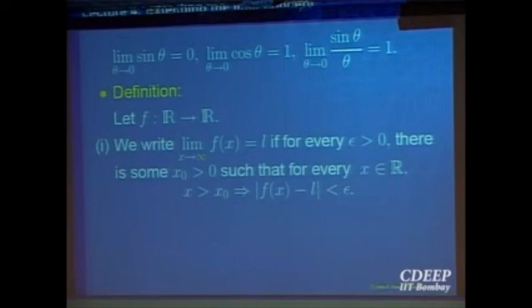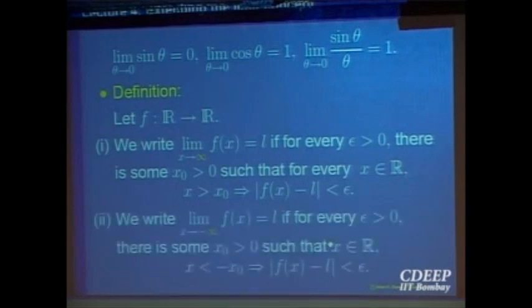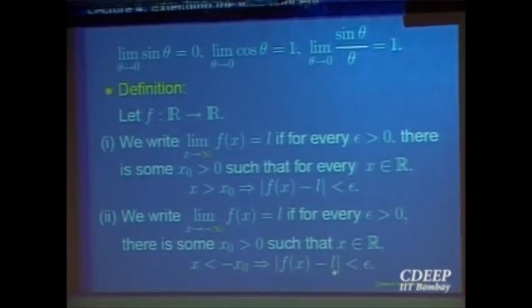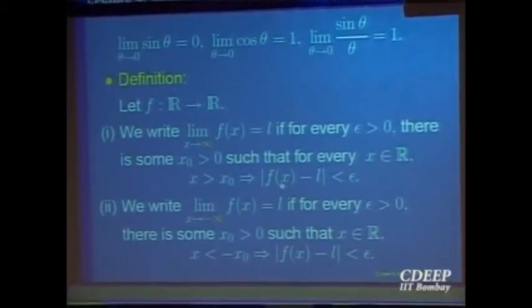Once you understand what is closeness, close to infinity means what? x bigger than something. Close to minus infinity will mean what? x less than something. So you can define x going to minus infinity similarly. Given epsilon, there is an x naught, I have taken x naught positive, keeping in mind delta is always positive, so that x less than minus x naught should imply |f(x) minus L| is less than epsilon. So that is the concept of limit x going to infinity.